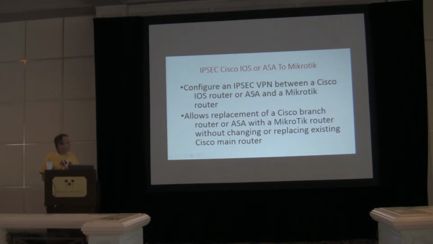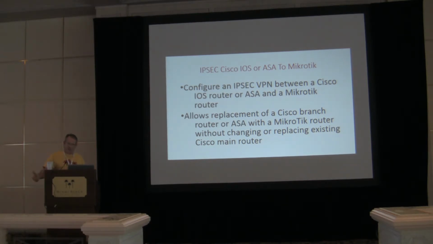Next, we're going to do just a typical point-to-point IPsec tunnel between either a Cisco router, just running the normal IOS stuff, I used a little 1800 series in this demonstration, or an ASA. I think I used a 5505 ASA in this, back to a MikroTik router device. And again, the purpose of all this is to replace that expensive Cisco stuff when you're dealing with a client.